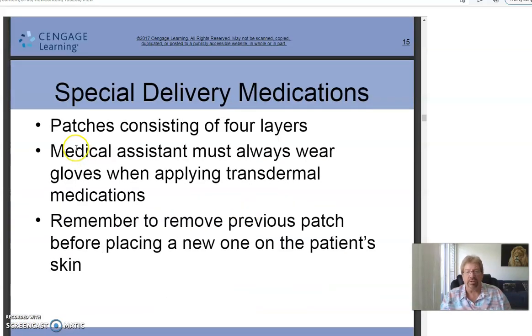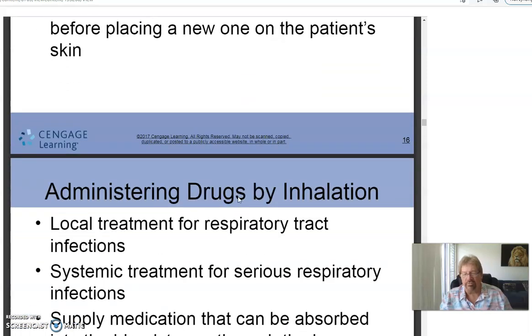Special delivery medication, patches consisting of 4 layers. Transdermal medication, guys, like nicotine patches. Medical assistant must always wear gloves when applying transdermal medication. Why? Because it might get into you. You may not want it. Remember, remove previous patch before placing a new one on the patient's skin. And I can't see that you wouldn't realize that. Also, guys, you got to put it in a different area, too.